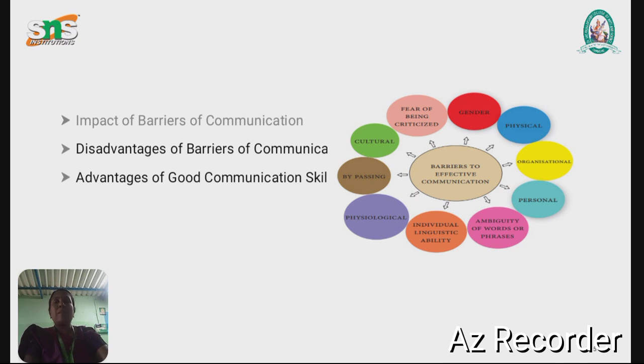Impact of barriers to communication. Barriers to communication can cause impact in the following ways. If there are too many barriers to communication, then it may become impossible to convey the message with its actual meaning. So there is a psychological barrier. In that case, the speaker might be trying to convey a message, but it might be understood in a completely different manner by the listener due to psychological condition.